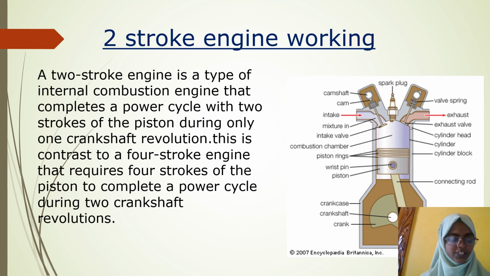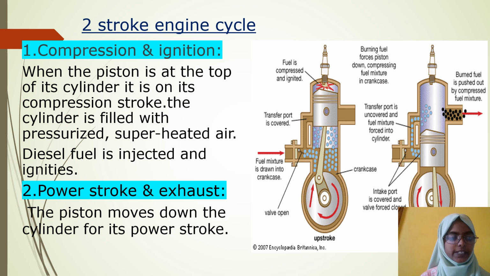A four-stroke engine has four strokes and a two-stroke engine has only two strokes. The two-stroke engine cycle is half of the four-stroke engine cycle. Let me explain the two-stroke engine cycle.